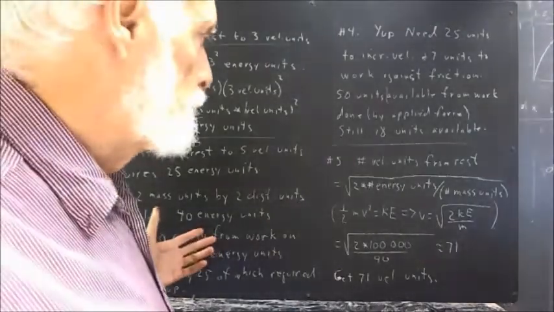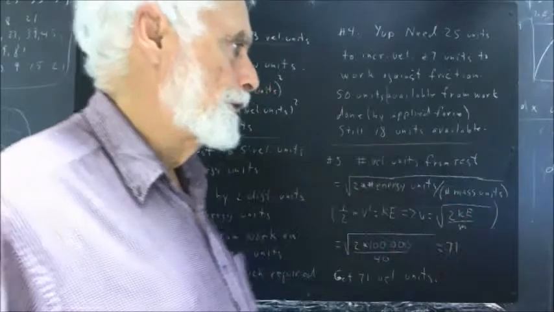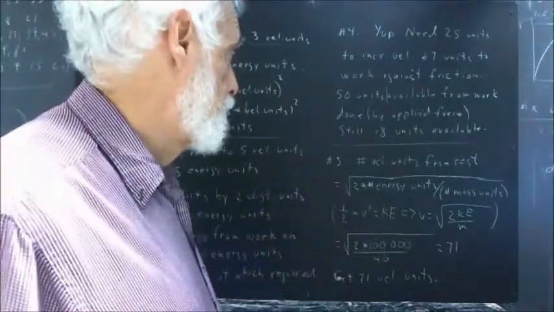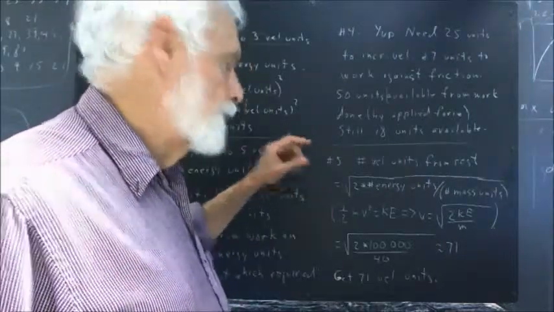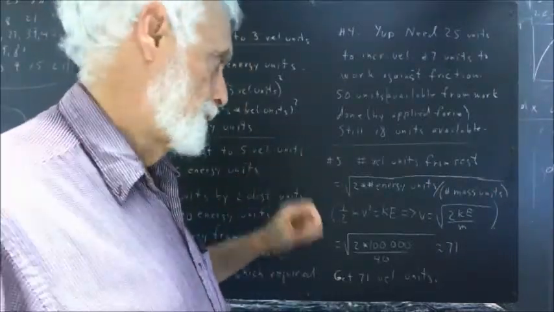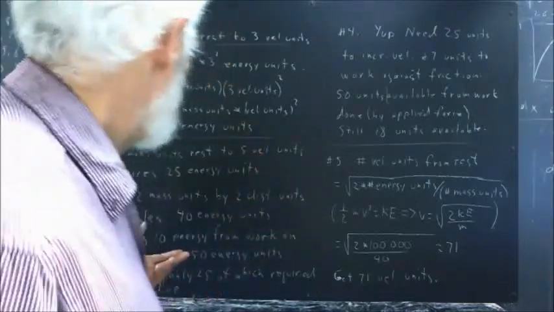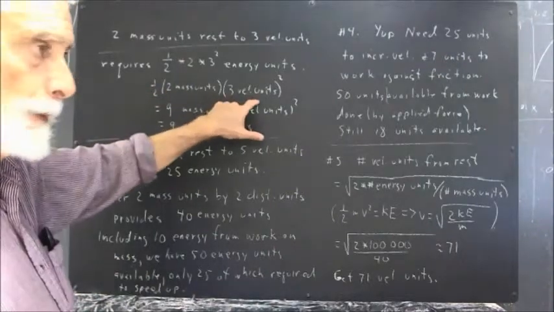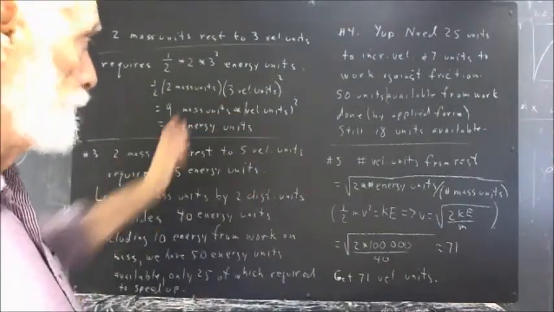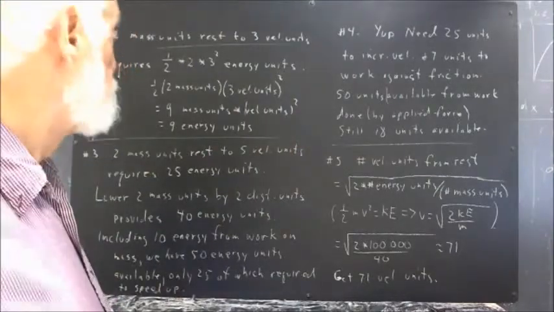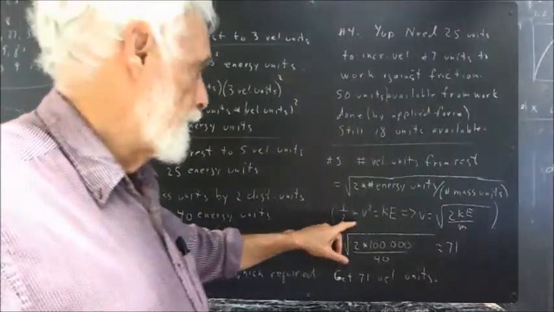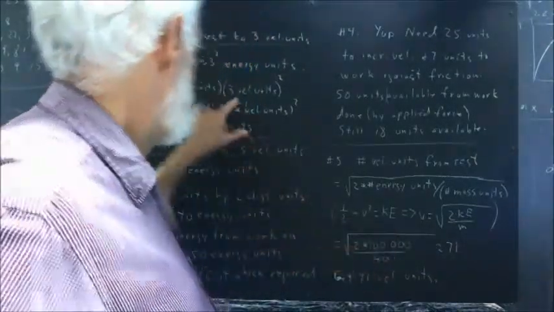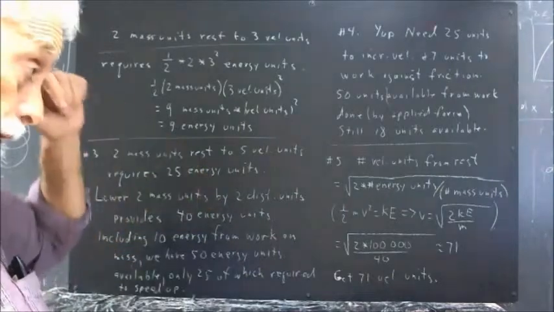Next question asks for how many velocity units we can get from rest from 100,000 energy units applied to 40 mass units. Well, we know from what we have here that if we take half the number of mass units and multiply that by the square of the number of velocity units, we get the number of energy units. And that can be summarized by 1/2 mv squared equals kinetic energy, because kinetic energy is energy of motion, and this is how we calculate it.